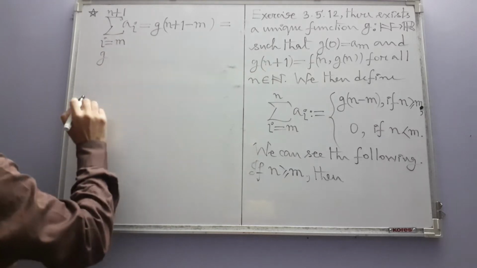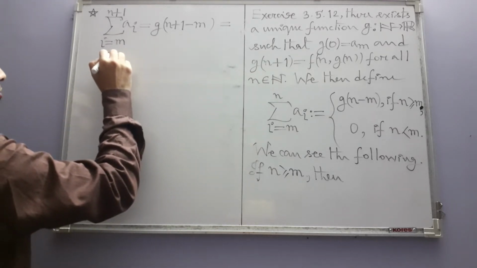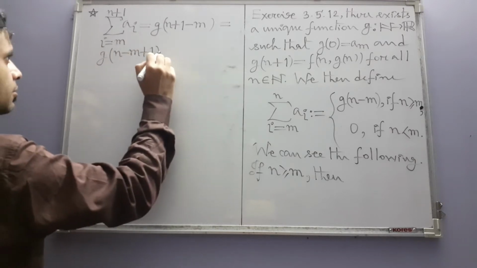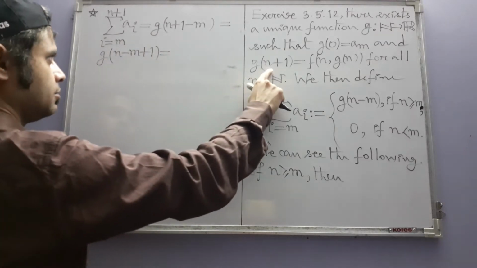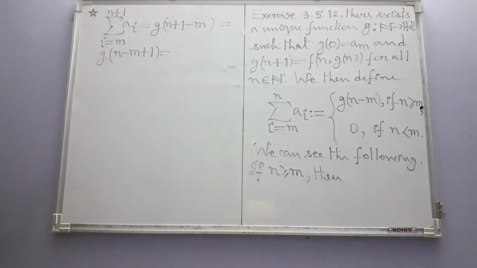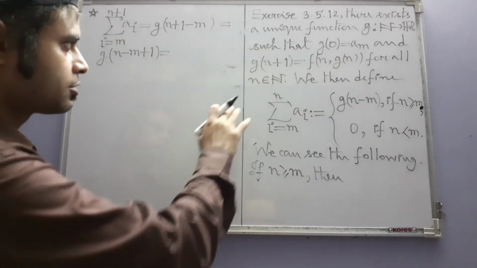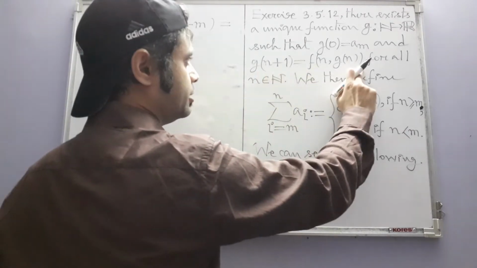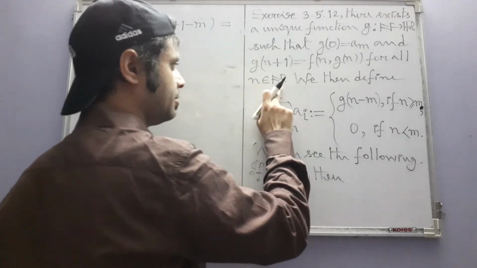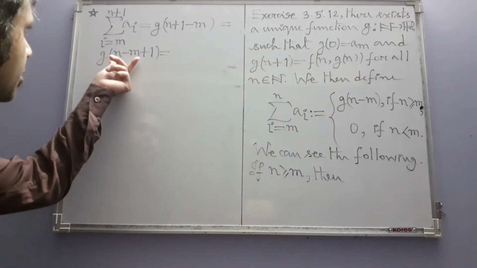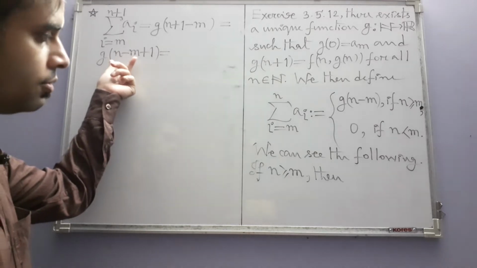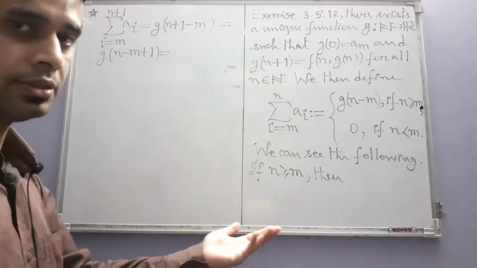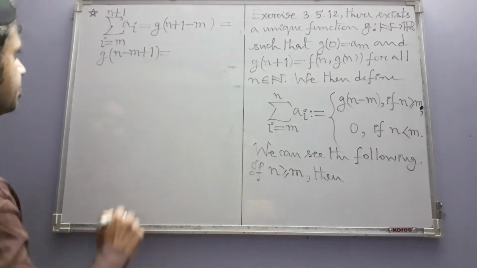Now this g(n+1-m) is actually g(n-m+1). And here we can use this recursive definition. But again, let's look carefully. Can we really use it? We can use this if n is a natural number, that means if n minus m is a natural number. Is that so? Yes, because n is greater than or equal to m, so n minus m is at least 0. It cannot be negative.